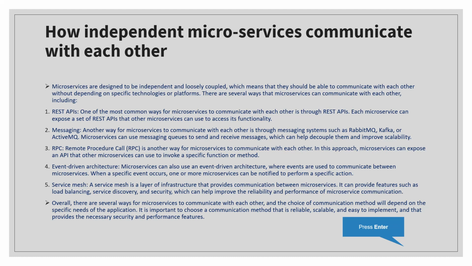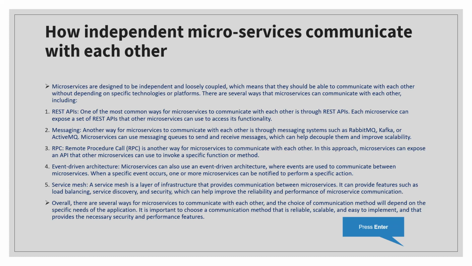Microservices are designed to be independent and loosely coupled, which means that they should be able to communicate with each other without depending on a specific technology or platform. There are several ways that microservices can communicate with each other, including, first one, REST API. One of the most common ways for microservices to communicate with each other is through REST APIs. Each microservice can expose a set of REST APIs that other microservices can use to access its functionality.